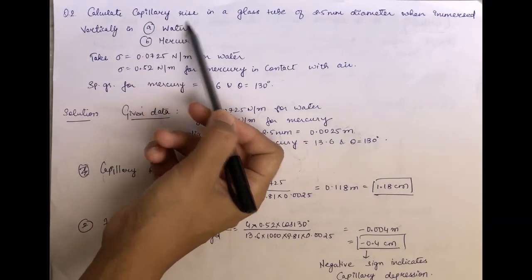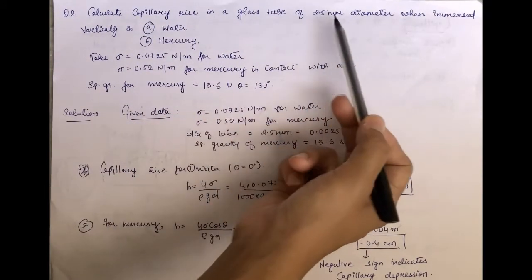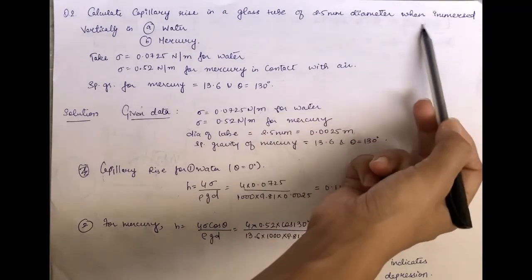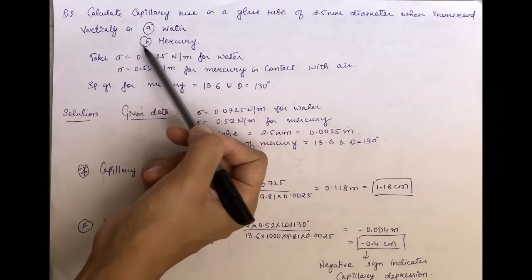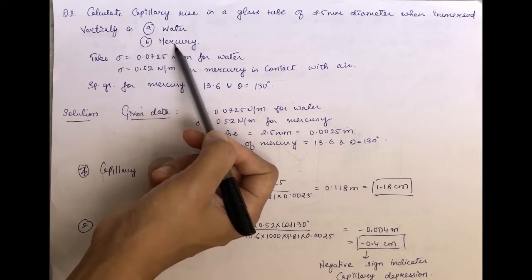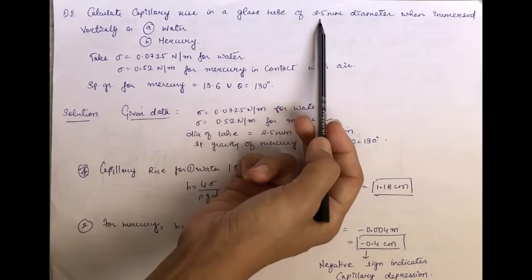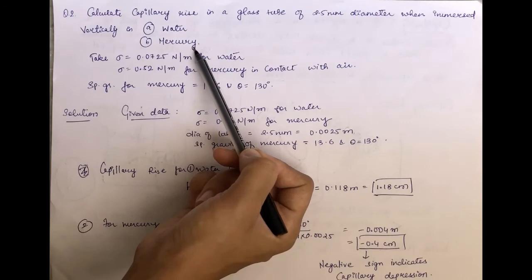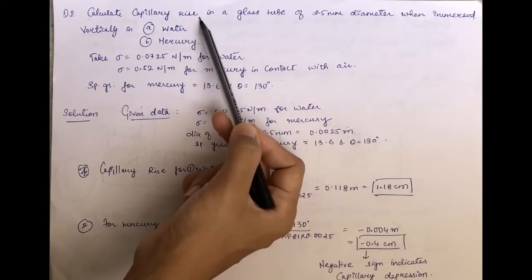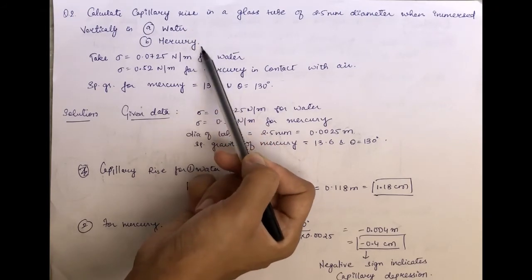Calculate capillary rise in a glass tube of 2.5 mm diameter when it is immersed vertically in first water and second mercury. So similar to the theory we saw, a question has been given that a capillary rise is occurring in a glass tube of 2.5 mm diameter, immersed vertically first in water and second in mercury. Let us see how the capillary rise occurs in water and mercury.